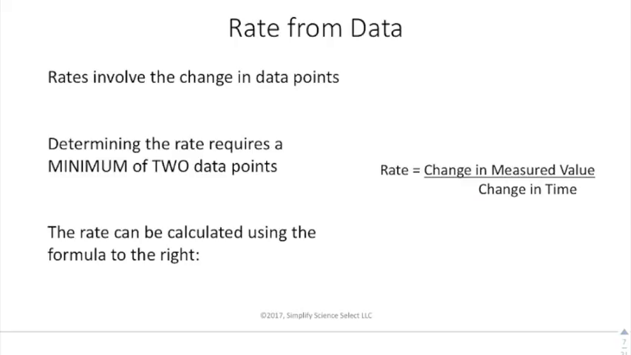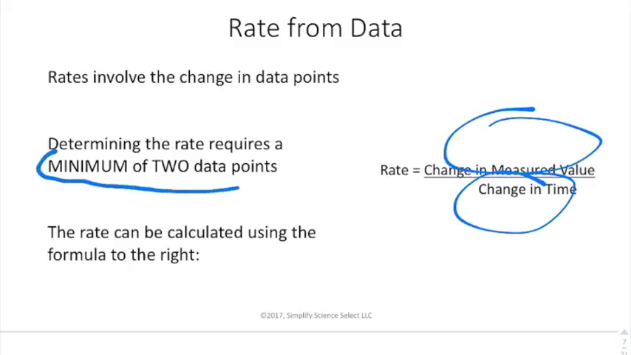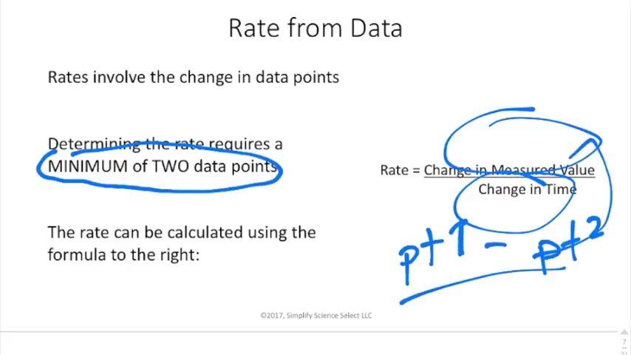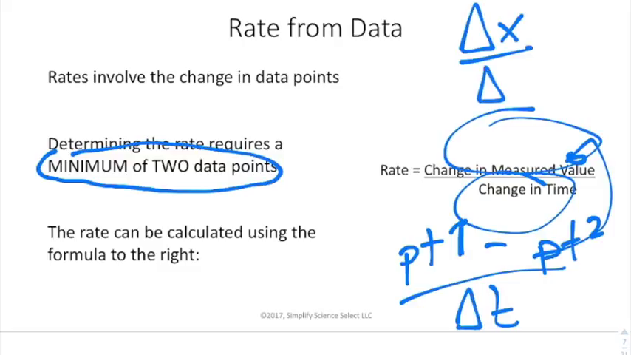You can determine the rate from data. So whenever you look at data, you can take a measurement and you can divide it by the change in time. And the key thing here is that determining the rate in this class is actually going to require us to have a minimum of two data points. So you have to be able to say, here's point 1, here's point 2. I need to be able to subtract those two values to get the change in the measured value. A lot of times they'll say it's delta x or delta something because delta means change. And then finally you'll have the change in time on the bottom. So this is an example of a rate. Specifically, this is the rate for velocity.